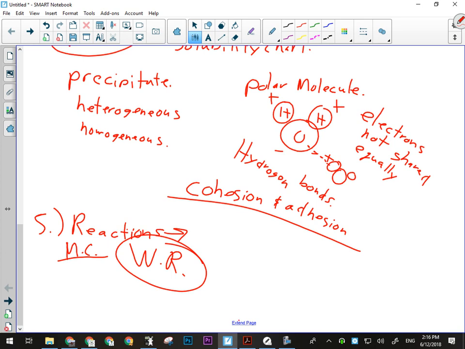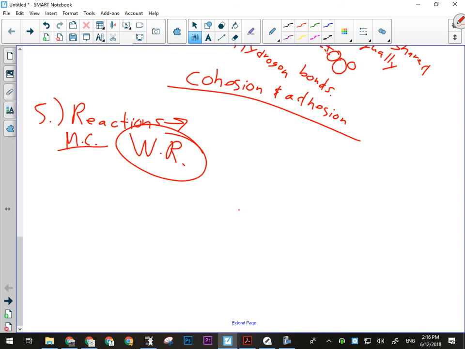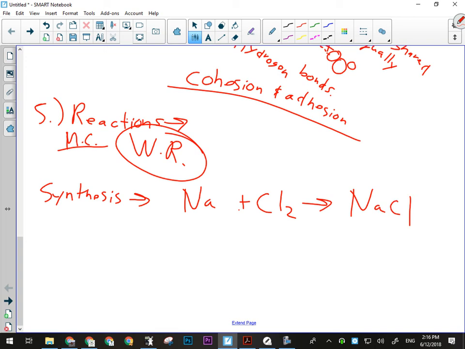So when we talked about reactions, we talked about 5 different types of reactions. We talked about synthesis reactions. What happens in a synthesis reaction? So 2 things are taken together and combined. Let's be a little more specific. Those 2 things are usually going to be elements or compounds? Elements. So we could have sodium plus chlorine makes sodium chloride. That would be a synthesis reaction.